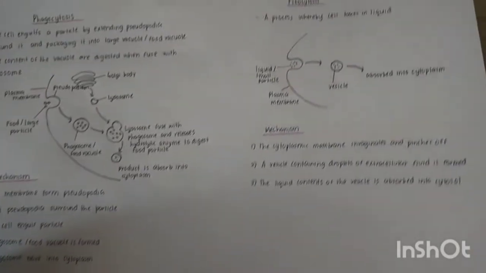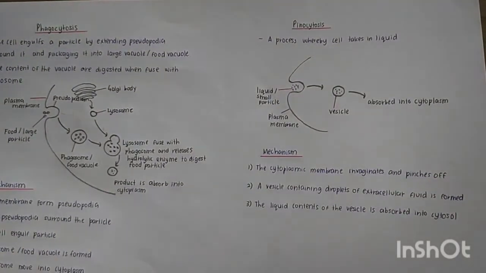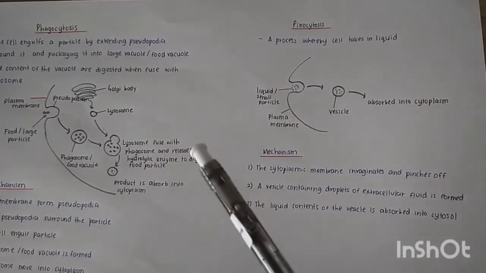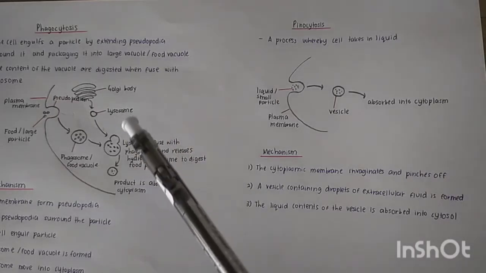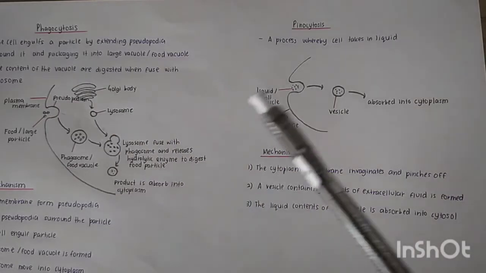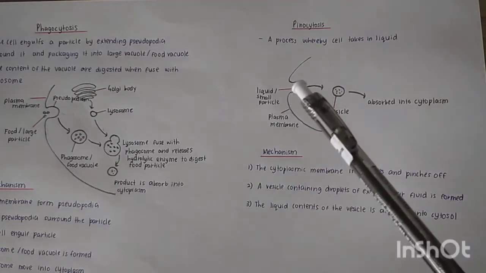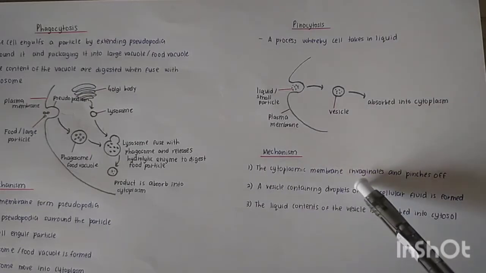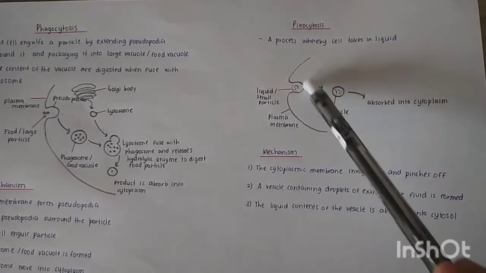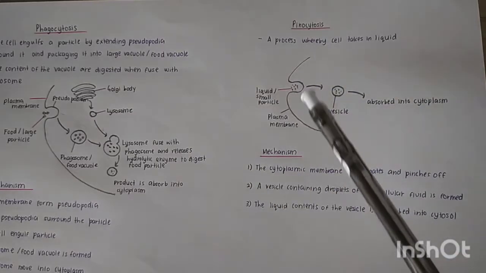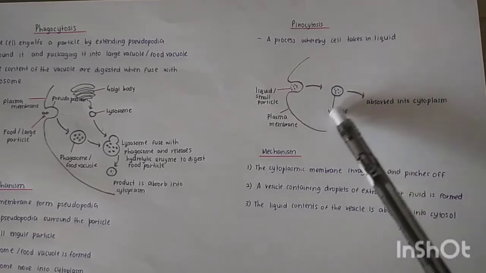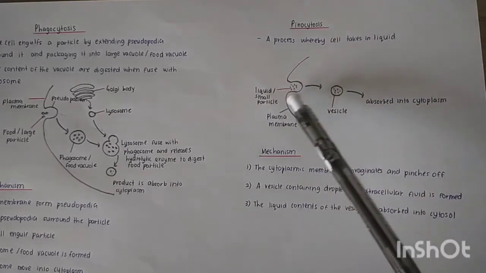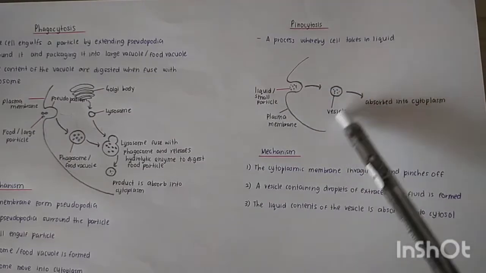Kalau kita nak bezakan dengan pinocytosis, it is a process whereby the cell takes in liquid. Kalau untuk phagocytosis tadi, the cell engulfs the large or the solid particle. Tapi kalau untuk pinocytosis, it is a process whereby the cell takes in liquid. So the mechanism: the cytoplasmic membrane invaginates. Invaginate means dia akan membentuk macam pocket tu. And then it will pinch off, dia akan terkeluar. And then it will form a vesicle. So inside of this vesicle, it contains a droplet of extracellular fluid. So terbentuknya vesicle.